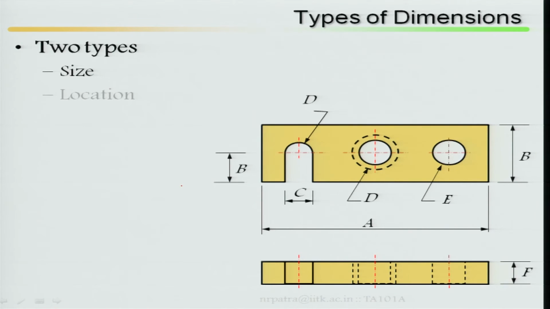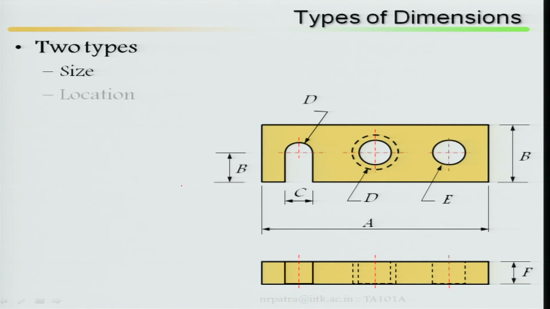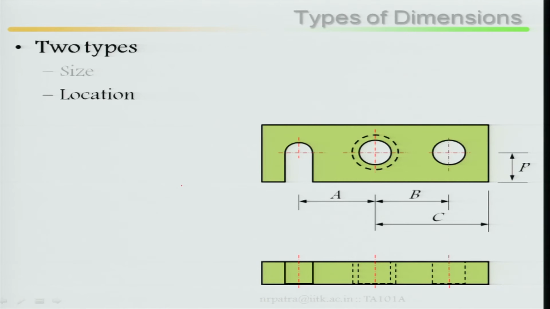Type of dimension, two types. One is size. Look at the difference. Tell me what is the difference you are looking at here. One is size: what is the size of the dimensions you are putting? The other is your location, where you are putting the dimensions.